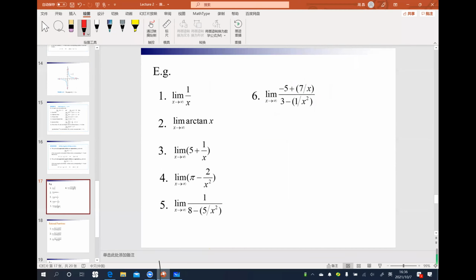Numbers 1, 2, 3, I have told you how to solve them, right? We have worked them out. So please tell me the results of numbers 4 to 6.